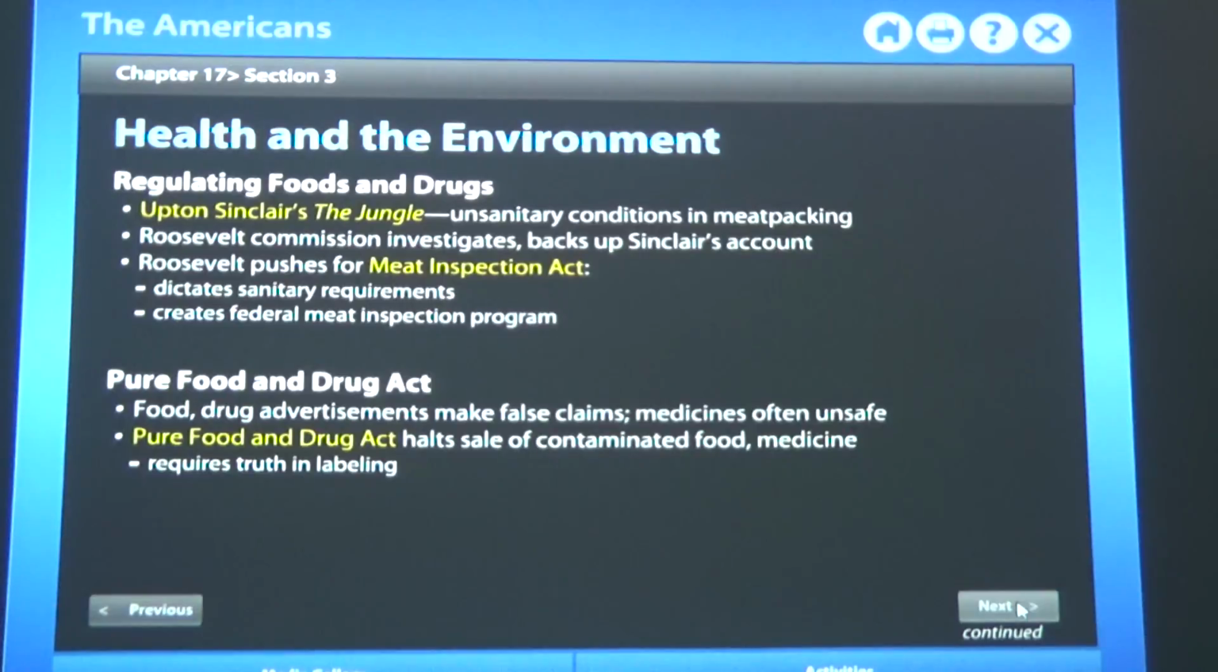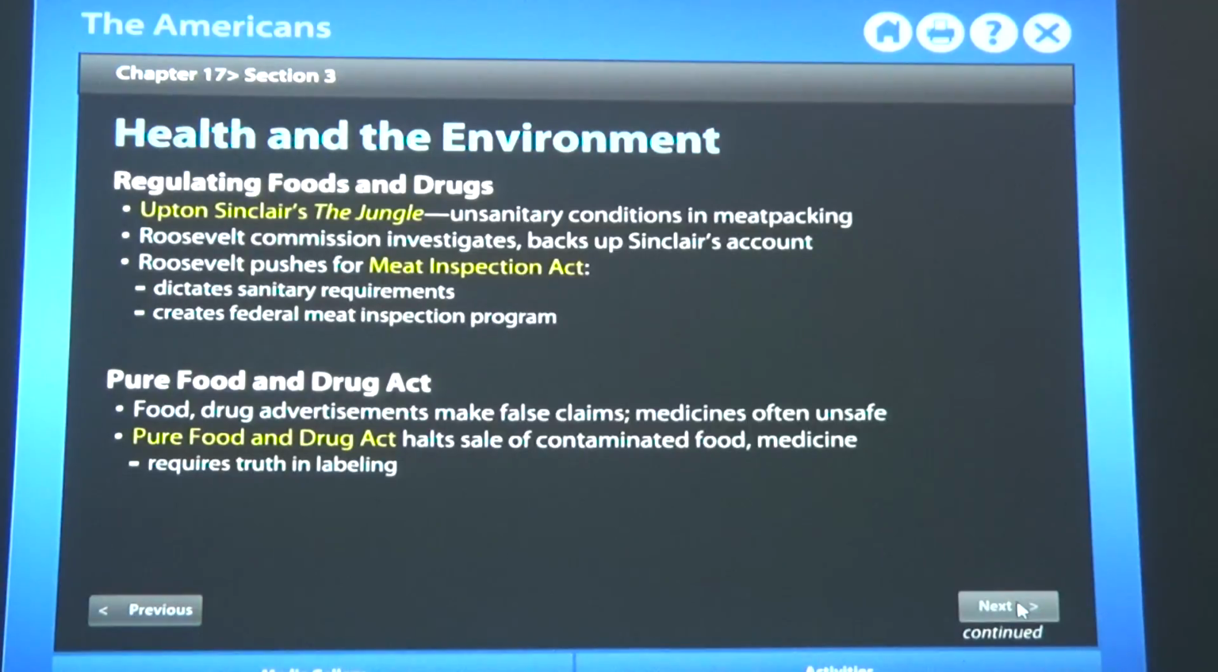And one of the biggest things that the Roosevelt administration did was to regulate food and drugs. In other words, you can't just get any kind of food that's made without knowing what the products are in it, and also to make sure that the meat people are eating is sanitary. So the Federal Meat Inspection Act was passed, as well as the Pure Food and Drug Act, to stop the sale of contaminated food and medicine.